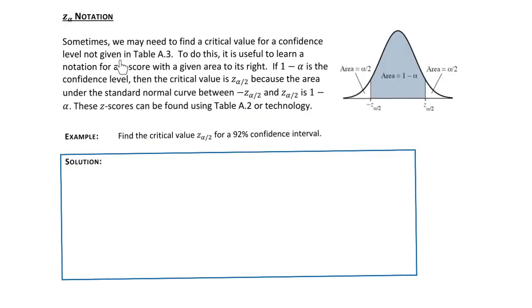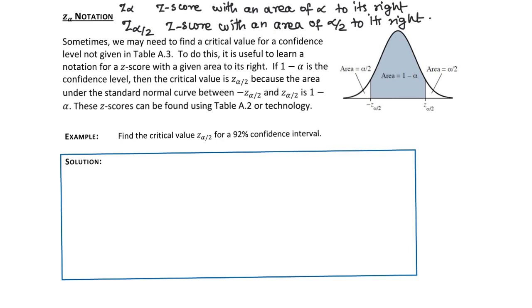Z alpha notation. Sometimes we may want to find a critical value for a confidence level not given in the table. To do this, it is useful to learn a notation for a z-score with a given area to its right. If 1 minus alpha is the confidence level, then the critical value is z alpha over 2. The notation z alpha represents the z-score with an area of alpha to its right. Z alpha over 2 represents the z-score with an area of alpha over 2 to its right.